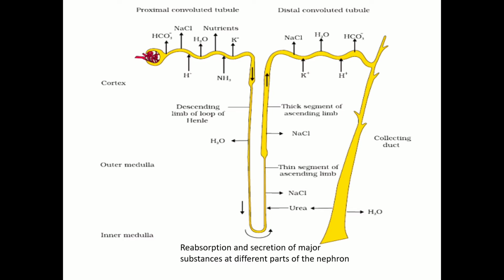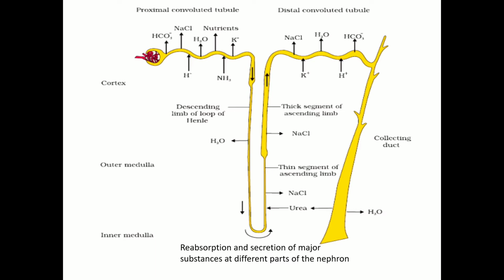This diagram is given in the NCERT book showing the different parts of the nephron, and in this the reabsorption and secretion of major substances at different parts of the nephron is shown. Now here we are discussing the functions of the tubules. As you already have done the diagram and we have studied all parts of the nephron, first we will be discussing the functions of the proximal convoluted tubule, then Henle's loop, then the distal convoluted tubule, then the collecting duct.